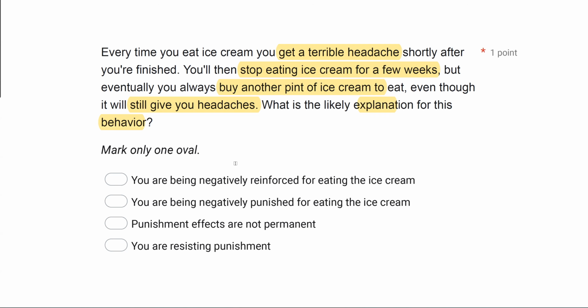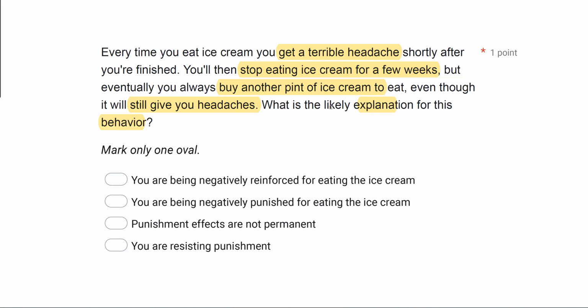A, you're being negatively reinforced for eating the ice cream. Well, what is happening to your behavior? You're not eating the ice cream. You are being punished because you stop eating the ice cream for a few weeks. Now, there's potentially the taste of the ice cream, okay? But what we know from the information is you're done eating the ice cream. So you've been punished by the headache. So you're not being negatively reinforced. If anything, you're being positively punished. So B, you're being negatively punished is also wrong. What is being added is the headache. This is positive punishment. When you don't eat the ice cream, you're avoiding the headache.